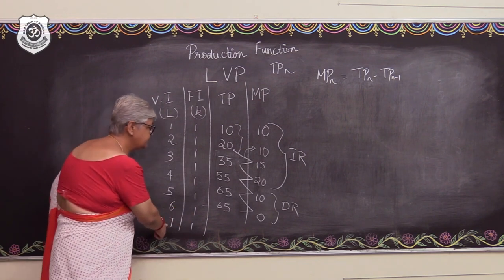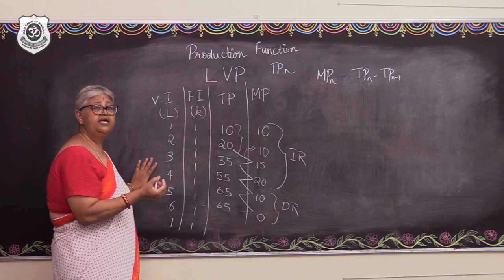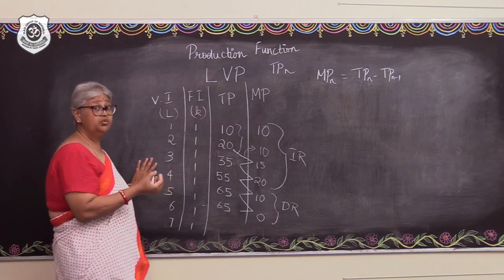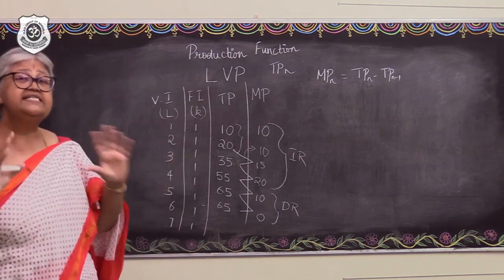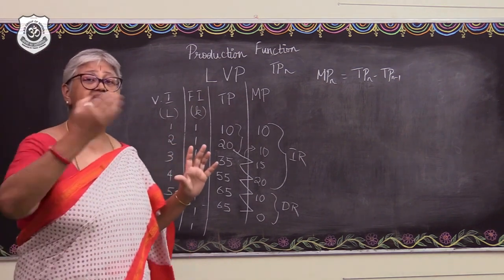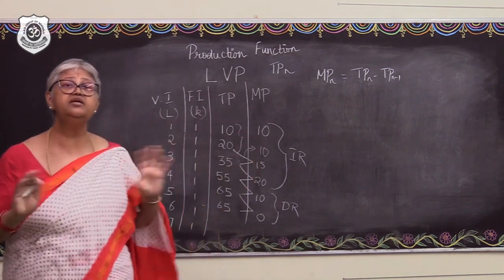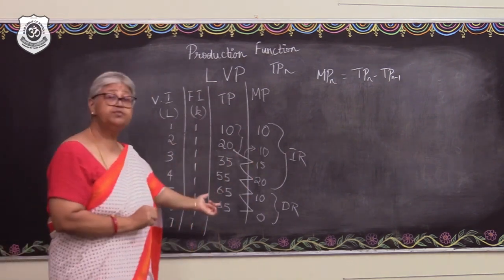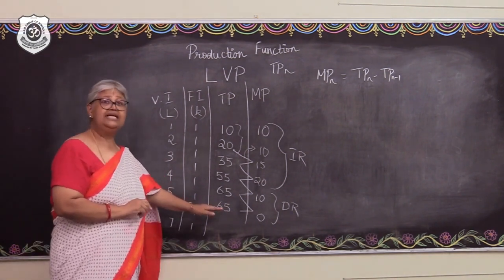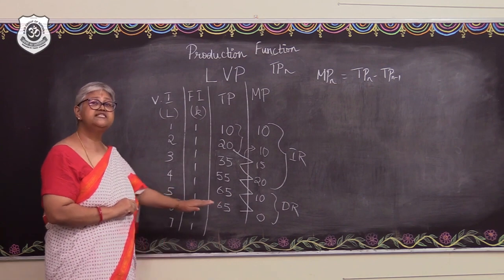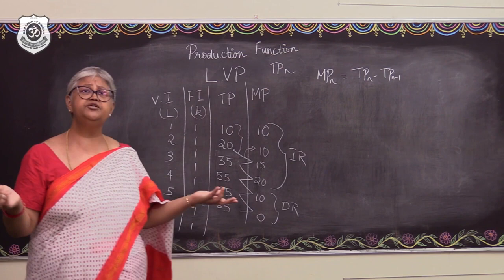So the 7th person might not be contributing. What did I tell you? 5 people are probably just enough for that production activity, and then the 6th one was hired, and the 6th one was unproductive, did not contribute anything towards the productive activity. The marginal product is 0. So what about the total product? Nothing added to the total product because of the 6th person.